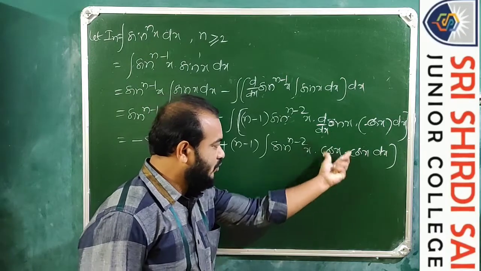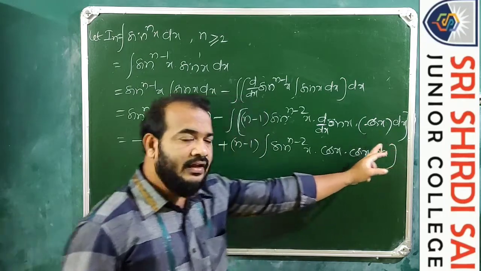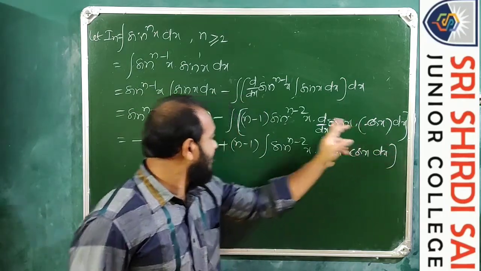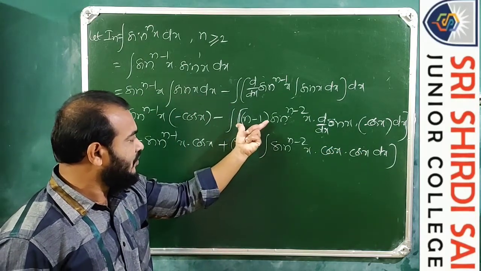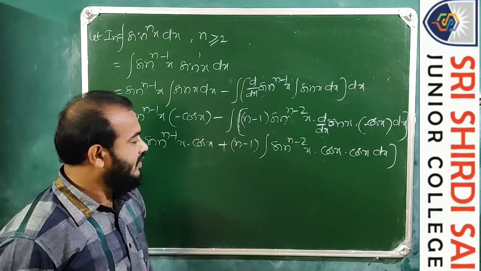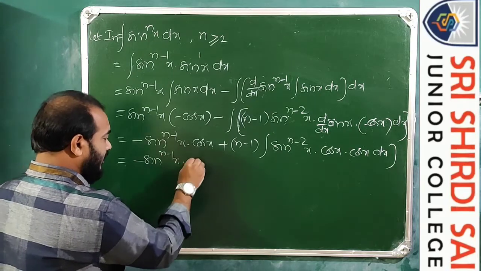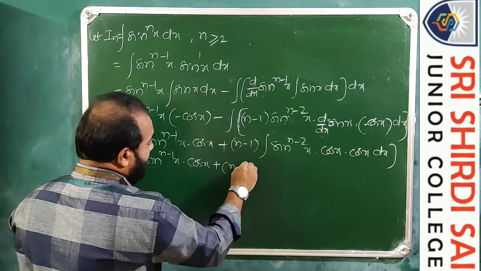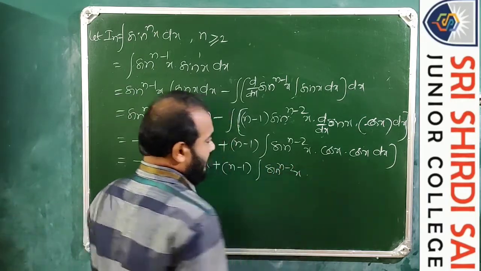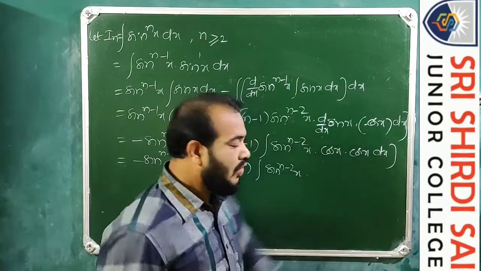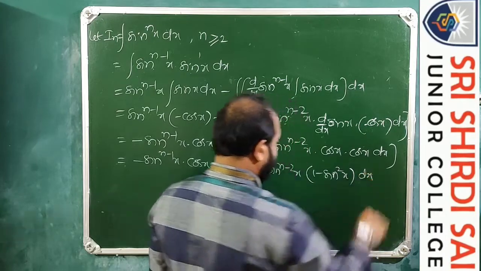The d/dx of sin x is cos x. This cos x I have written the same. So this minus I have multiplied with this, minus into minus plus. So plus I have written (n-1), this is the constant, I have separated it. So this is equal to minus sin^(n-1)x cos x plus (n-1) times the integral of sin^(n-2)x cos x into cos x, which is cos square x. Cos square x can be written as 1 minus sin square x dx.